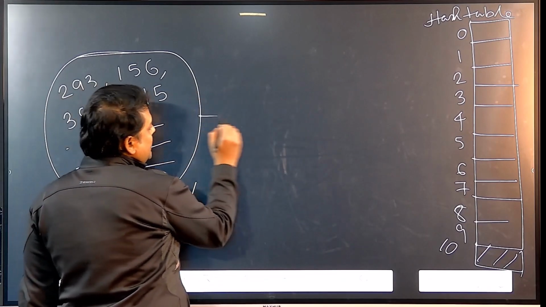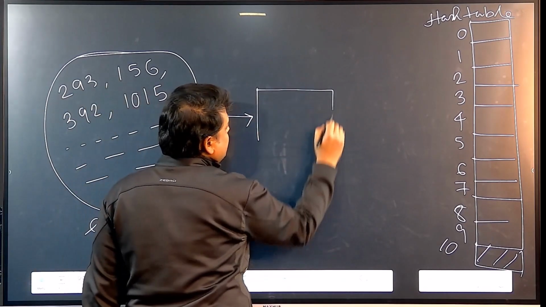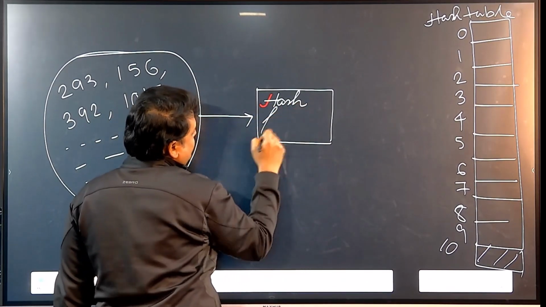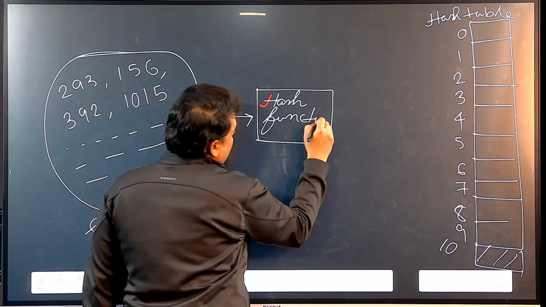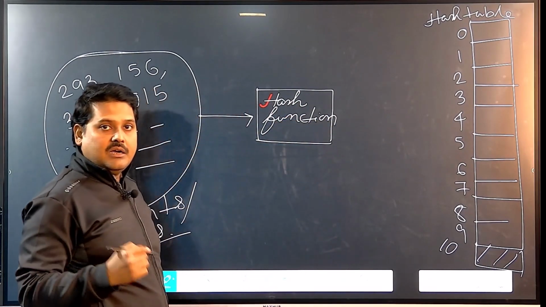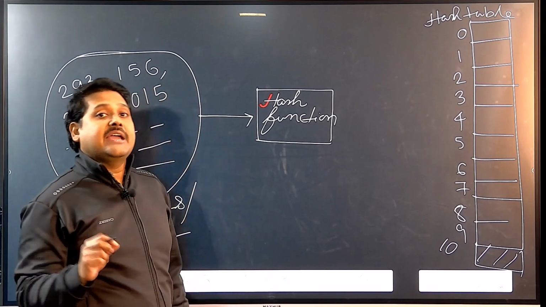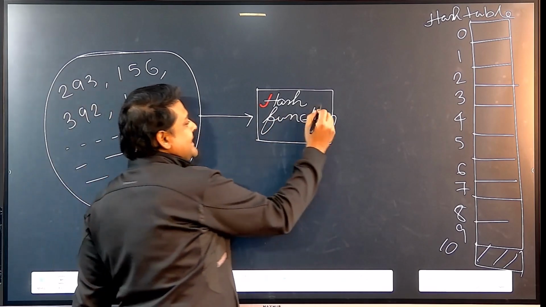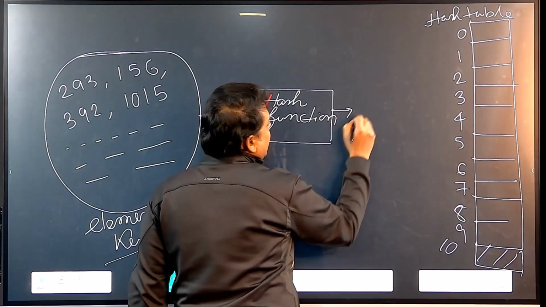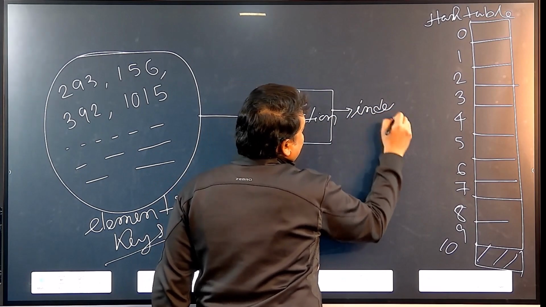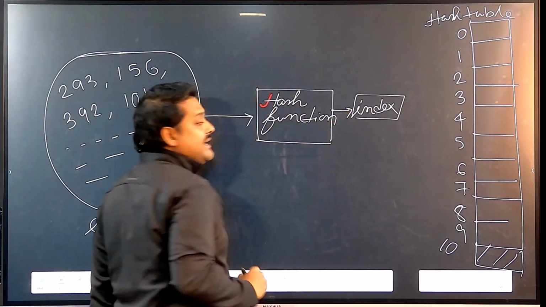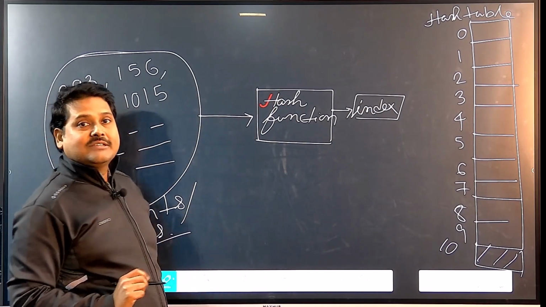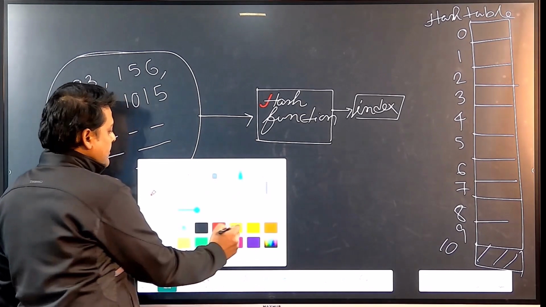Now, there will be a function, and this function is called a hash function. This function will generate a particular value for each and every element present in this set. It will generate an index value as output, and in that index we will store the element. Let us have a look at what is happening.